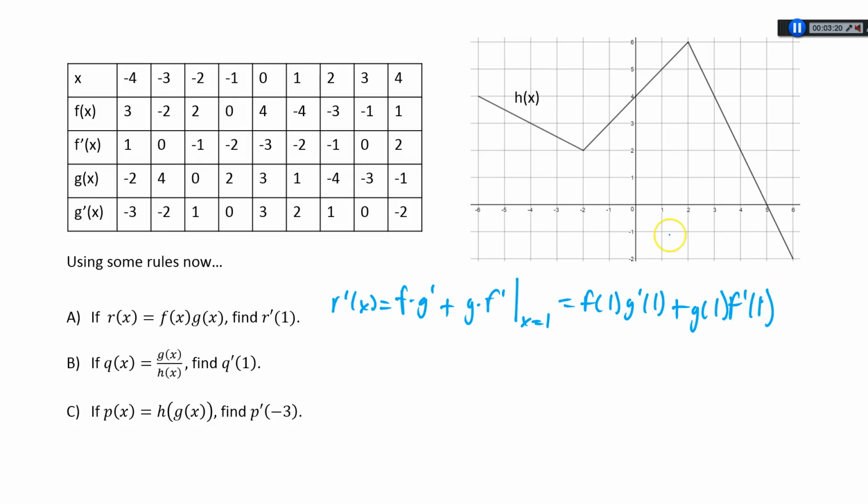How the heck do we get these values? Oh, they're all in the table. AP loves to do this because this really just checks to see if you know the rules. You know how to pick a value and plug it into a function, so just checking to see if you know the rules.